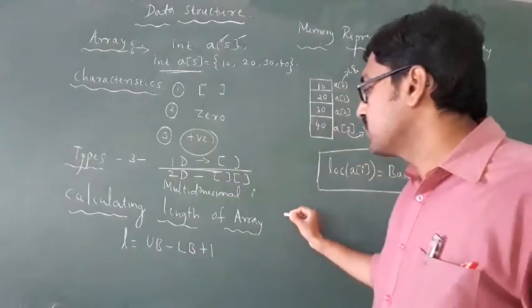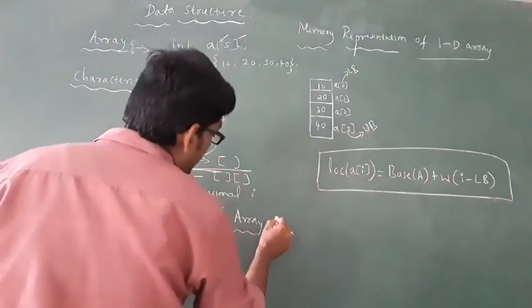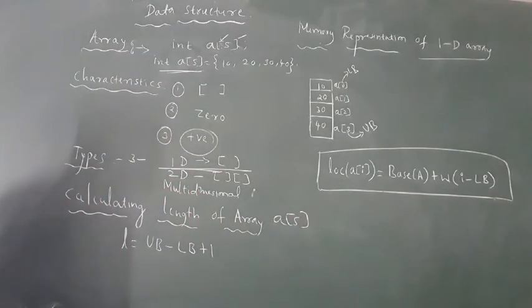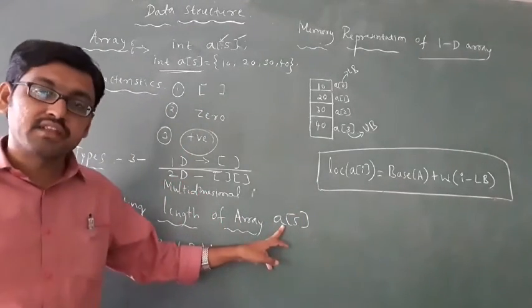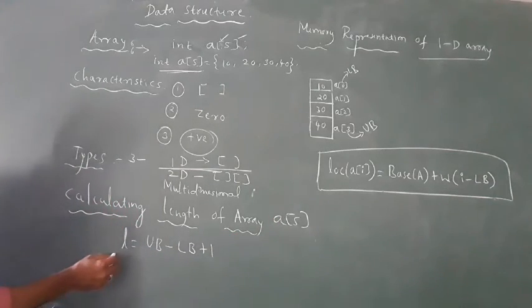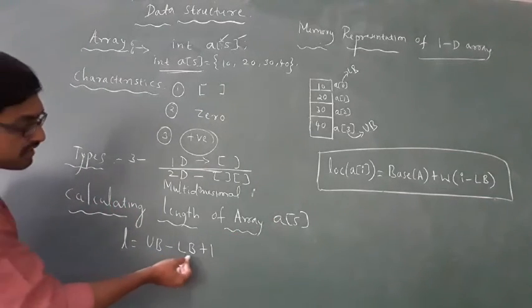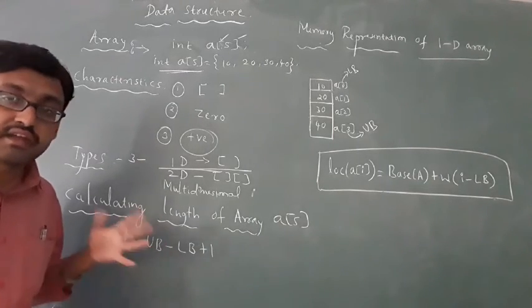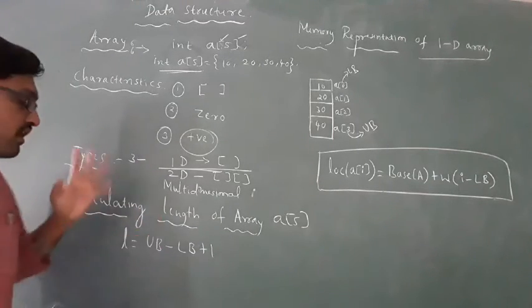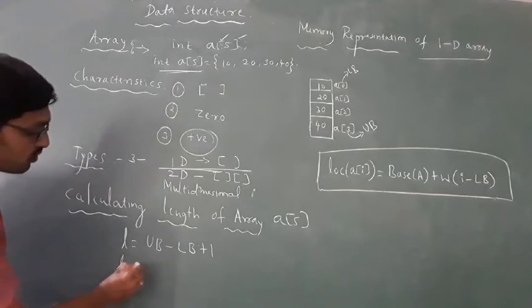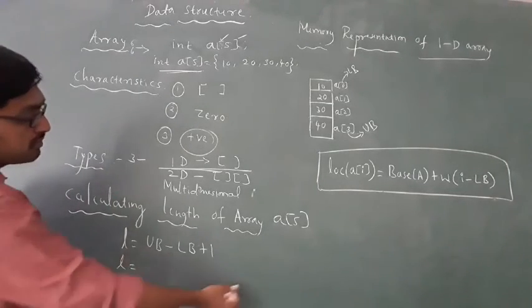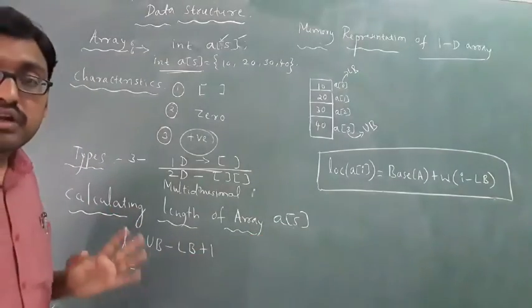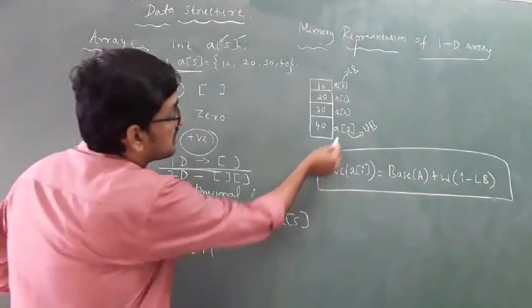In the examination they will ask you, what is the length of a[5]? What is the length of the array a[5]? Just put the formula. You have the formula: L = UB - LB + 1. This is how to calculate the length of the array. Always remember, UB means the upper bound, and the upper bound means the last element.